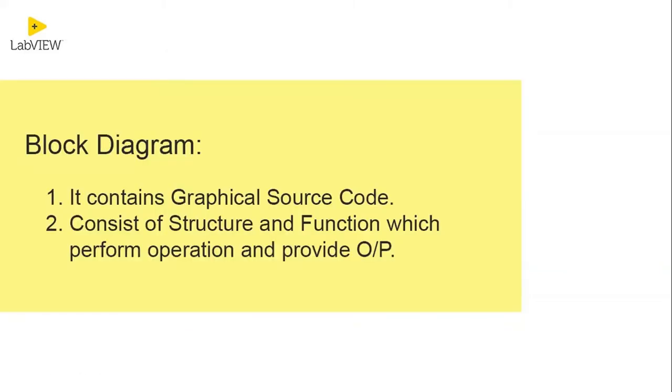Now second is block diagram. It contains a graphical source code. This block diagram consists of structures and functions which perform operation and provide output. In block diagram, basically we are writing the logic of the program in terms of functions and structures.